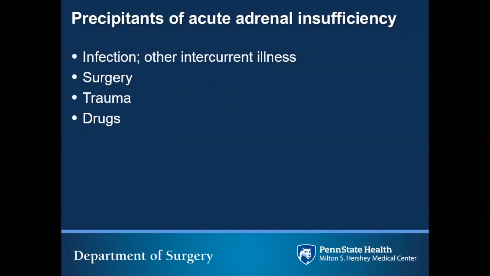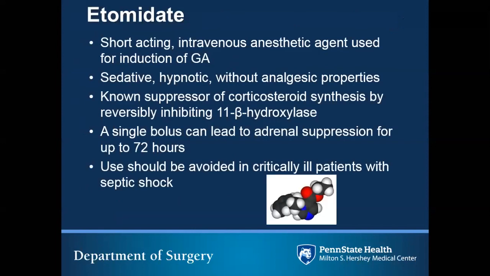What can precipitate acute adrenal insufficiency? I mentioned infection, but things that we do as surgeons all the time can occasionally do it, surgery or trauma or certain drugs. The one that I really want to highlight briefly, because it does come up both in real clinical care as well as on the ABSITE, is etomidate, which is an anesthetic induction agent. It is a known suppressor of one of the enzymes within the steroid hormone biosynthetic pathway, the 11-beta hydroxylase, and even a single dose of etomidate can lead to adrenal insufficiency and adrenal suppression for up to 72 hours.